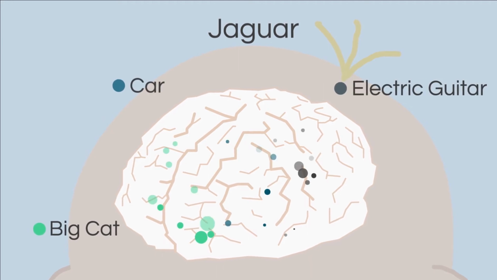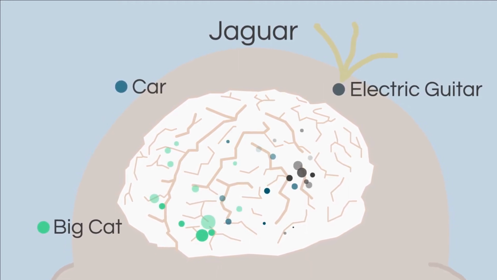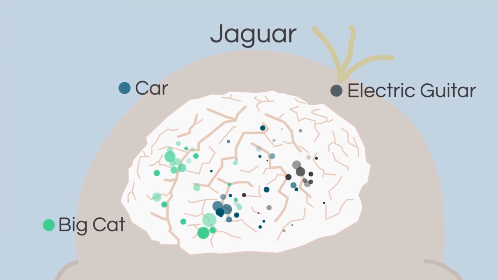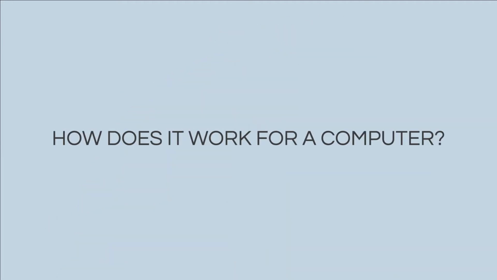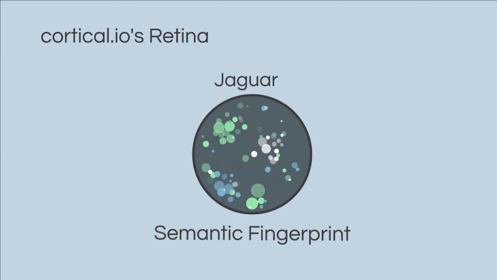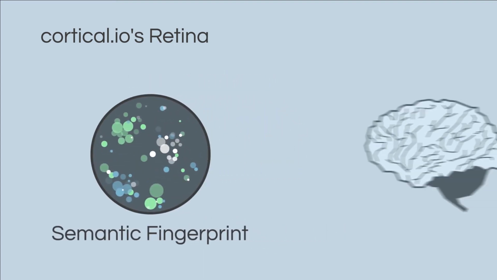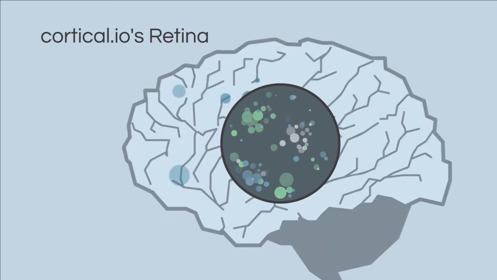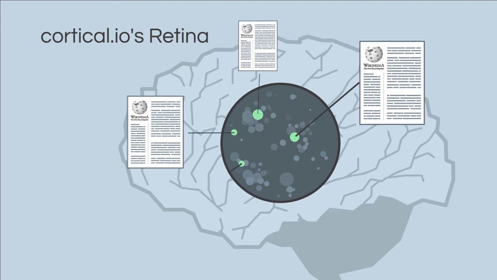They have several meanings. While learning to talk, we store every conceived utterance on a mental map that organizes similar meanings close to each other. Now, how does it work for a computer? Cortical.io's retina converts a word into a semantic fingerprint, a data format similar to the one used by the human brain. The retina is trained using large amounts of text to cover all possible aspects of a language.